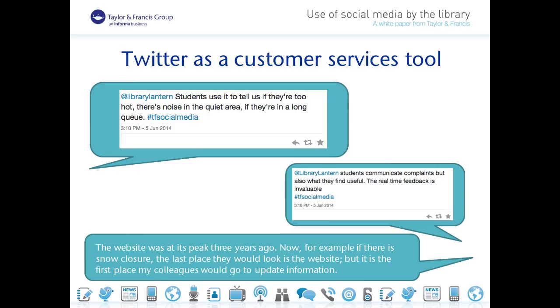During our Twitter party, we heard about some examples of how librarians are using the channel in a customer service capacity, from simple information broadcasting, as you can see in this quote at the top from Southampton Solent University, through to more detailed feedback, such as the University of Portsmouth on the second quote on the right-hand side, who are using Twitter to actively seek customer feedback.